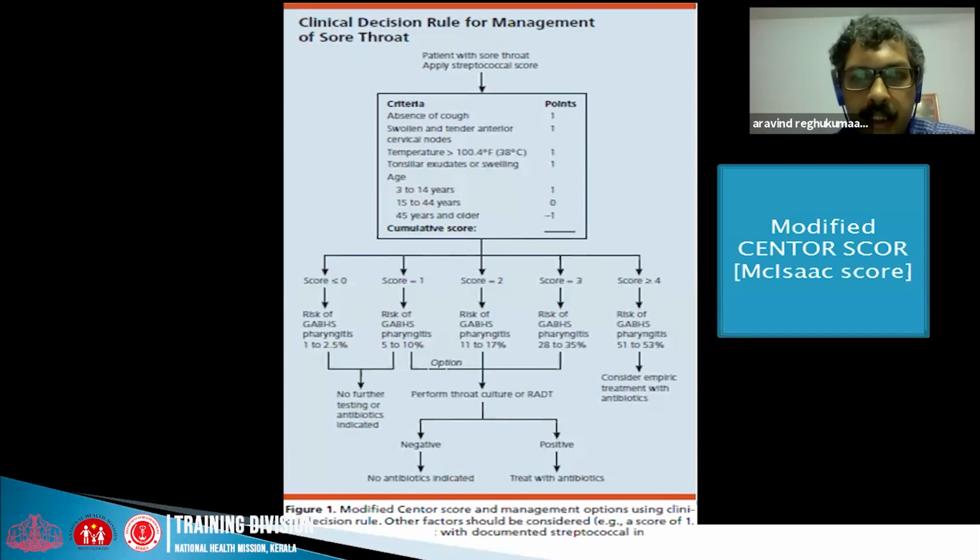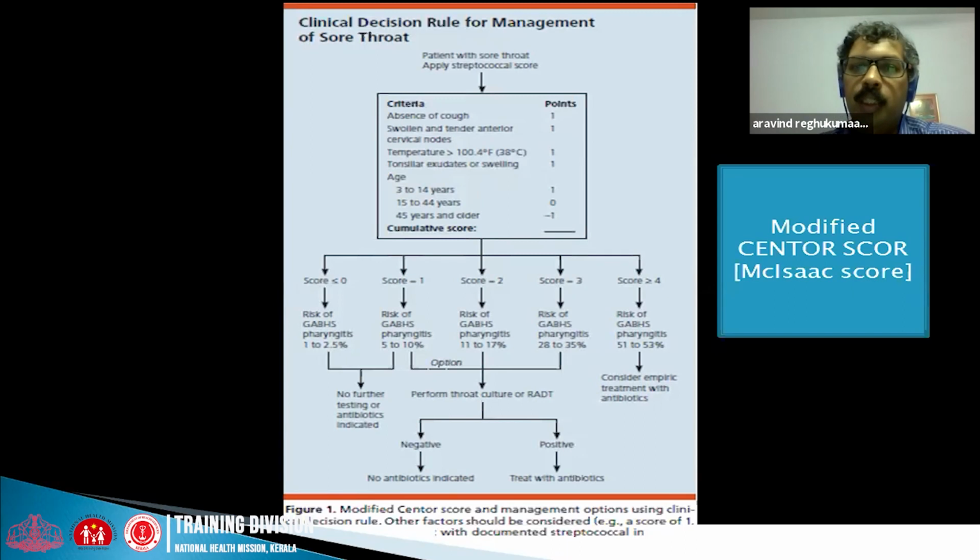Then there is an age criteria. That is 3 to 14 years, it gets 1 point. 15 to 44 years, 0 points, and more than 45 years gets minus 1 point. Based on the scoring system, if the score is 1, the chance of GAS pharyngitis is 5 to 10%, and the recommendation is do nothing. If the score is 2 or 3, the chance of GAS pharyngitis, with a score of 3, is around 28 to 35%. The recommendation is, if you have access to the streptococcal antigen test, do that, or do a throat culture, and based on that you treat. If the score is 4 or more, start empirical antibiotics.